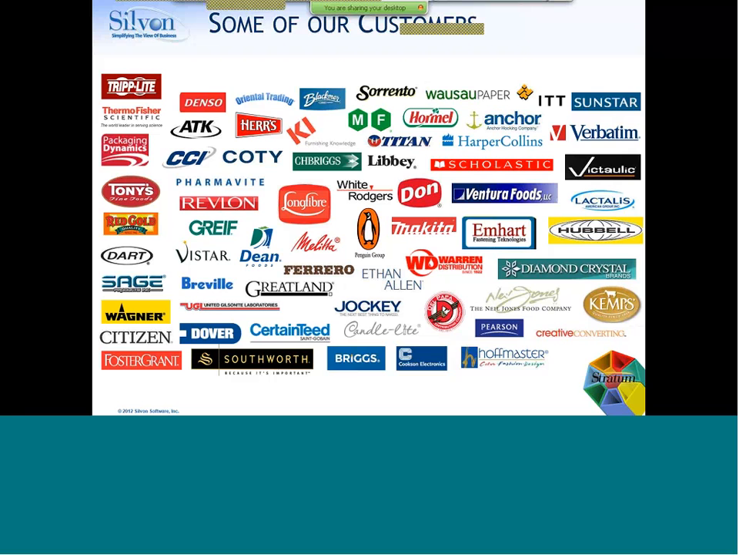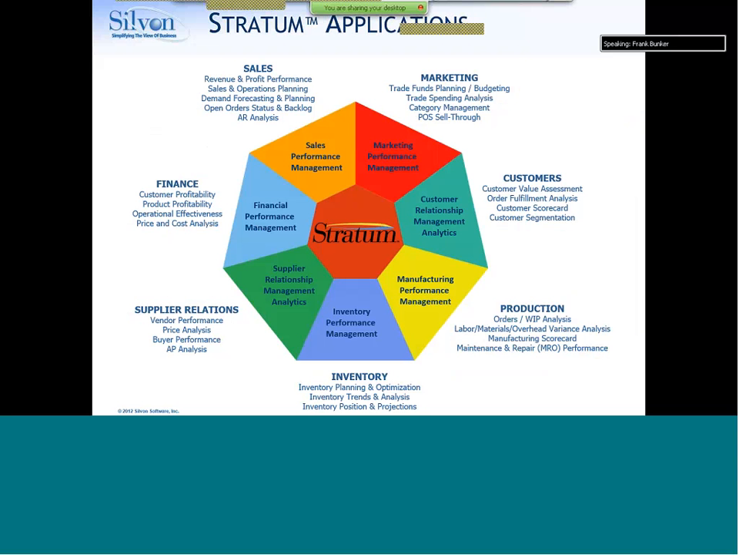As far as Stratum goes, and Stratum is our product name, it is a series of different applications that define a business model, that provide you a roadmap and a way to collect information from around your organization, up and down your supply chain. Most people start with sales, but certainly I think it's important to gather information and see all of that information in context with one another.